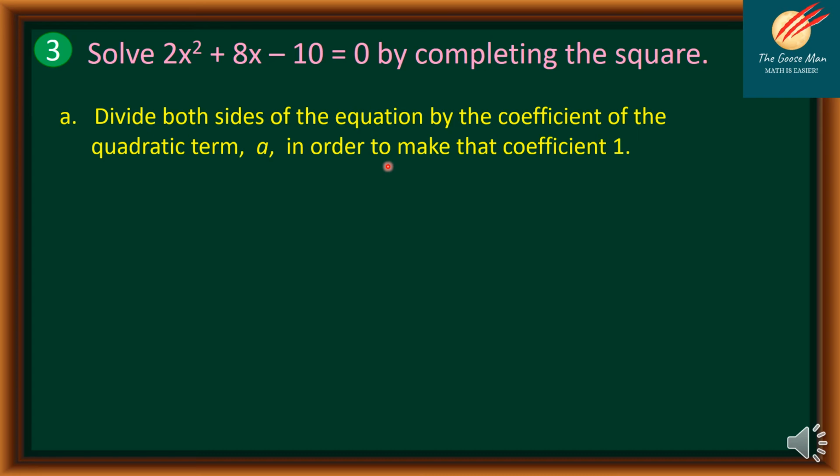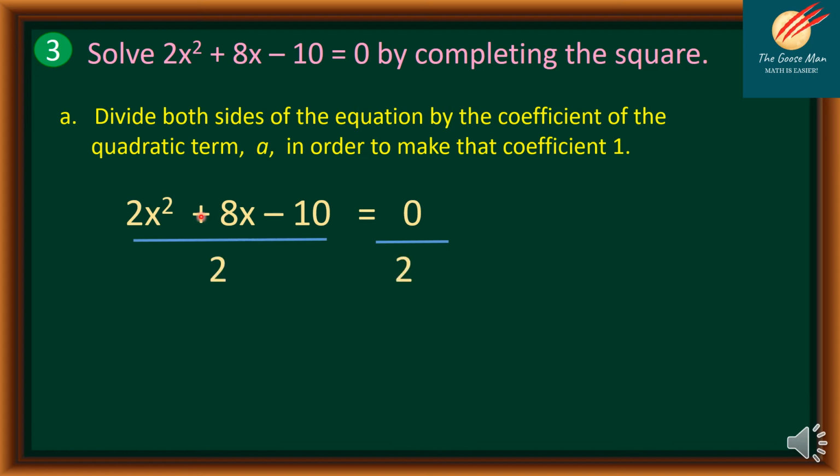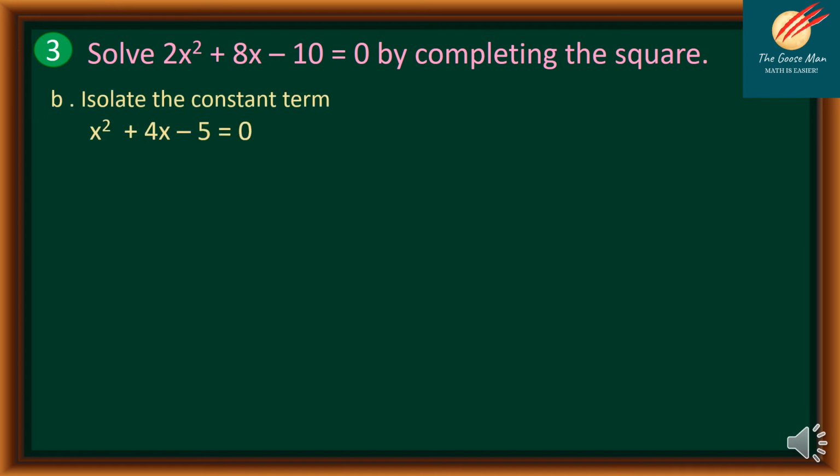It means that if I have 2x squared plus 8x minus 10 is equal to 0, I divide both sides of the equation by 2. So it will result now to 2x squared divided by 2 equals x squared. 8x divided by 2 will give us 4x. Negative 10 divided by 2 will give us negative 5. And 0 divided by 2 is equal to 0. Alright, so we will move on to the next step.